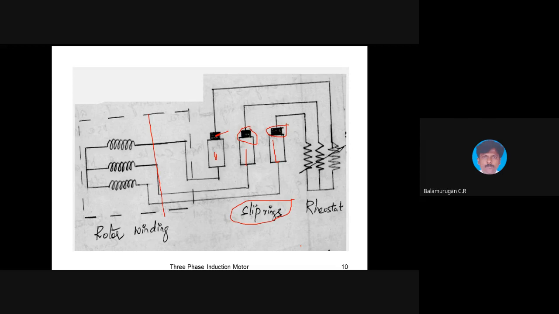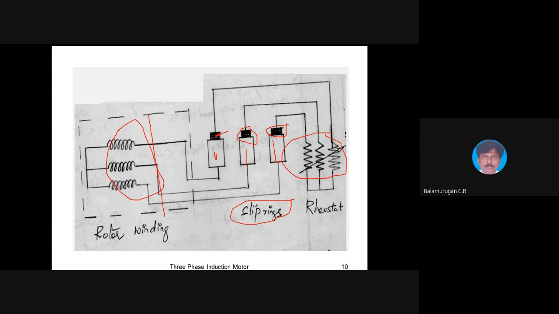So if you want to connect a stationary part to a rotating part, this rheostat is a stationary part, and this is a rotating part. To connect a stationary part to a rotating part, we need this slip ring arrangement. Slip rings will be of circular shape, and over the circular shape, the brush will be sliding.